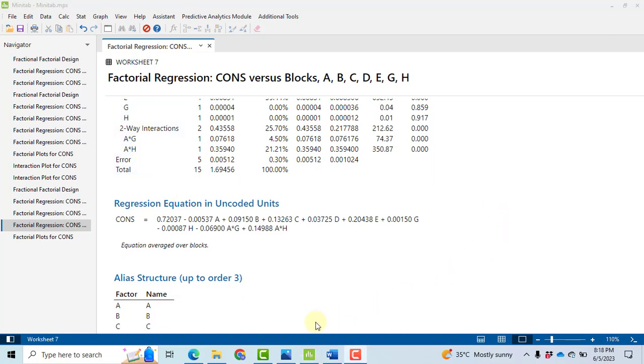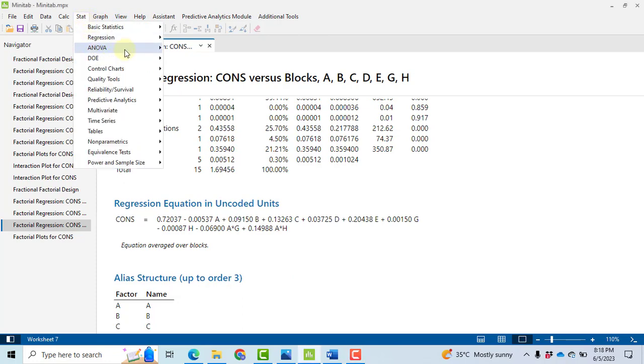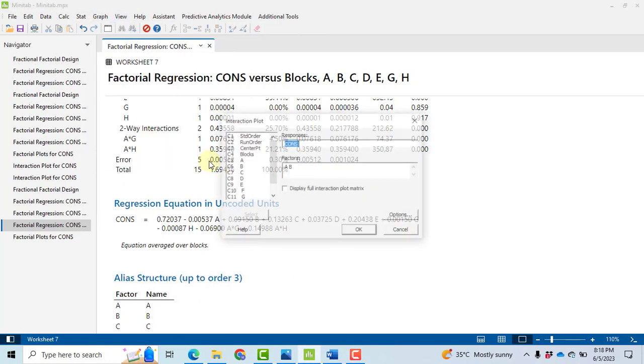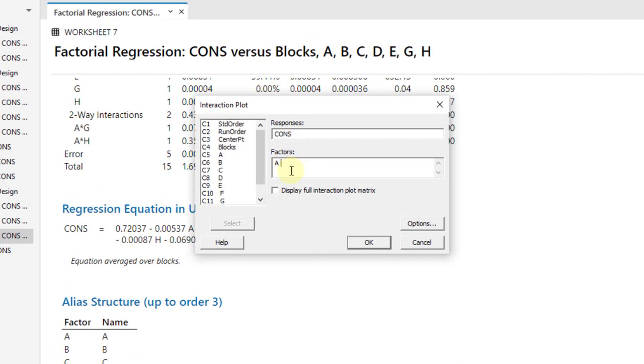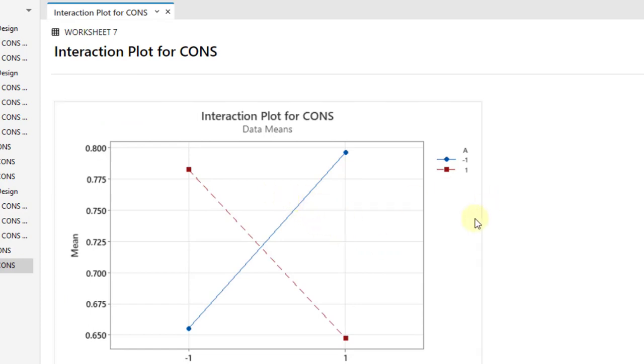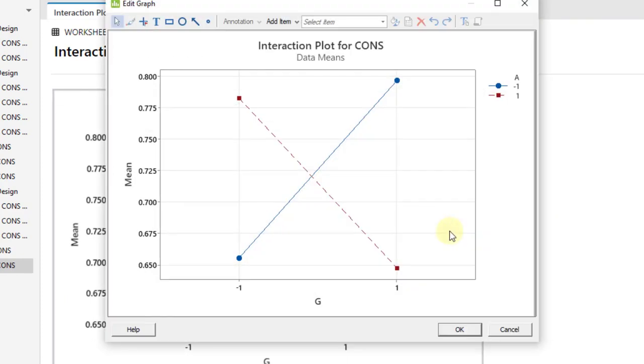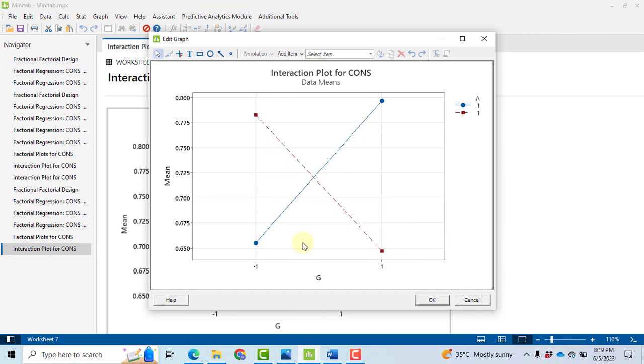In order to draw those graphs, click on Stat, then ANOVA, then Interaction Plot. In the interaction plot, select AG. So here is the A and G. Please select only two variables at a time in order to get a good graph. Then click OK. And so you got a graph between A and G, and you can see here that both of the lines are intersecting each other, depicting that there is a very strong interaction between these two terms. Likewise, you can do it for A and H.